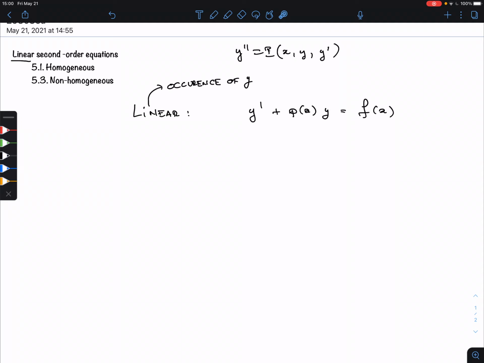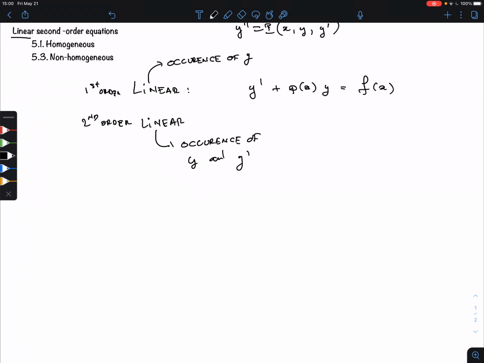So what would therefore a second order linear be? Let me write it down, this is first order. What does second order linear mean? Now we're talking about the occurrence of y, again as linear, but also of y prime. So it should be linear both in y and in y prime. Meaning what? I'm just trying to explain where the name comes from, but then perhaps it makes it easier to remember what it looks like.